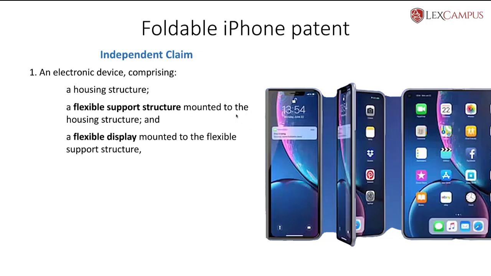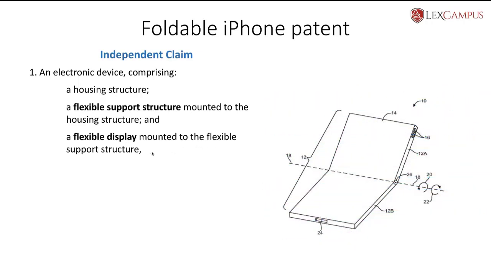Now you can see that. Now, notice how the punctuation operates. You have the semicolon followed by and. A flexible display mounted to the flexible support structure. So you have already introduced a flexible support structure in this clause. Here you can use the flexible support structure because it's already introduced. Because you are introducing a flexible display for the first time, you use a. Whereas this flexible support structure, it's already been introduced in the earlier clause, you can now call it the.